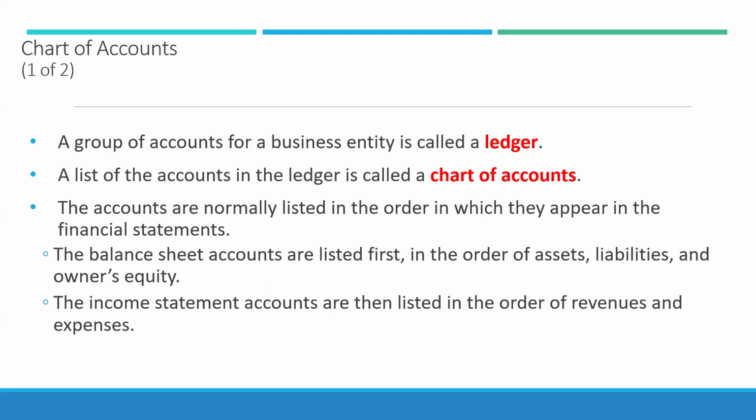The chart of accounts for a business is the list of all of the different accounts that a business has. They're listed generally in the order that they appear on the financial statements. So assets, then liabilities, then owner's equity, then revenues, and then expenses.